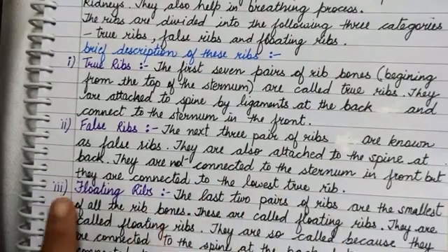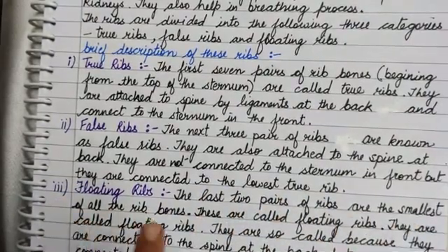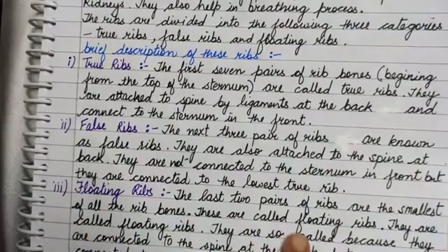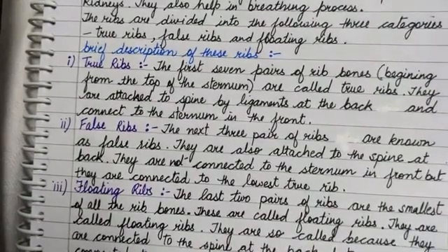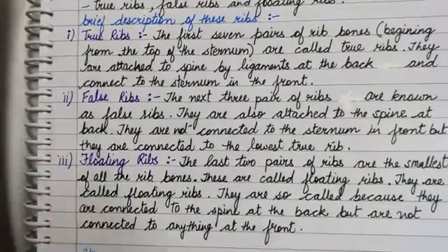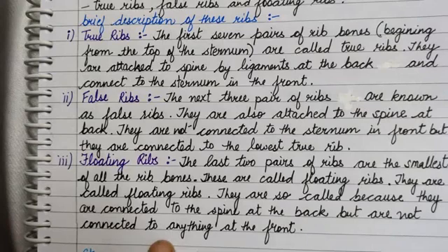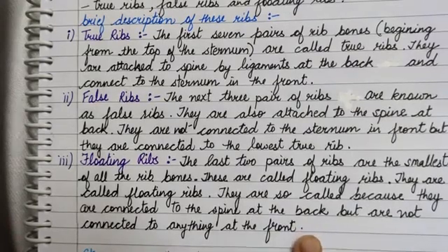Floating rib. The last 2 pairs of the ribs are the smallest of all the rib bones. They are also called floating ribs. They are so called because they are connected to the spine at the back but are not connected to anything at the front. This is the last type, floating ribs.